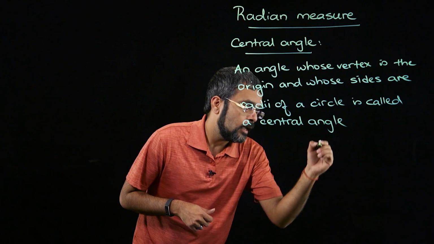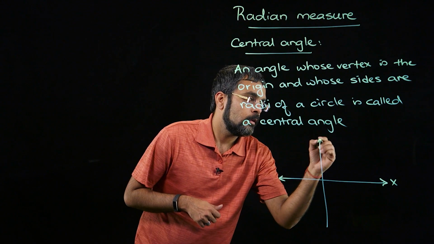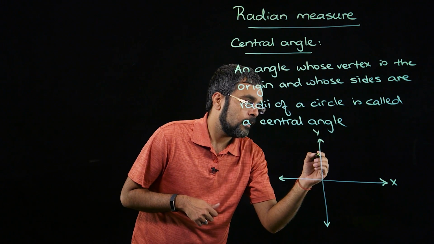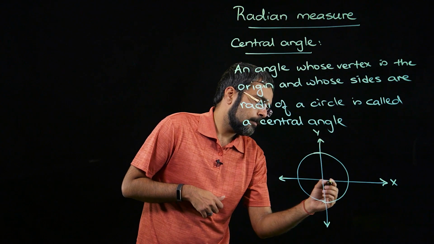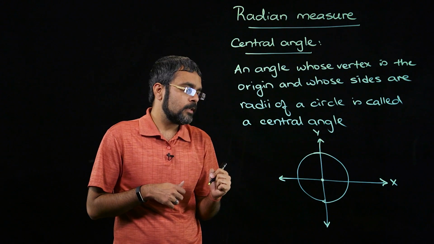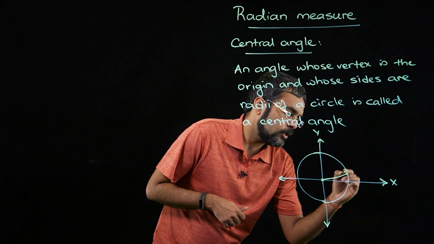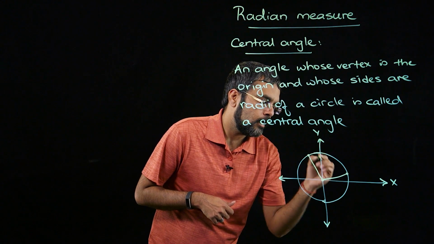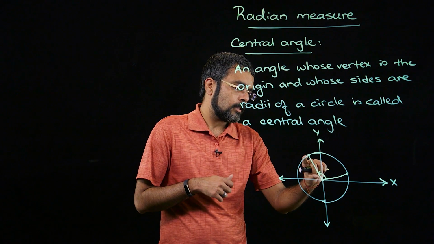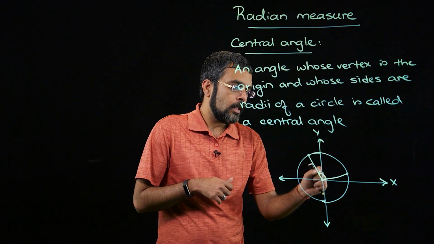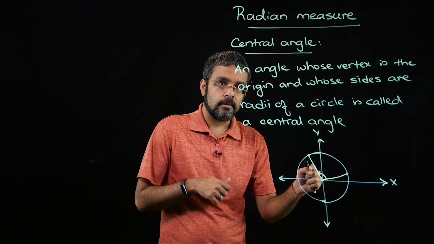For example, if this was my coordinate axis, this is x, this is y, and let's say I had my circle, and if this was the vertex of my angle, and say this was my initial side and this was my terminal side, you notice that the initial side and the terminal side both are radii of a circle whose center is at 0, 0, or the origin. This angle is now called a central angle.